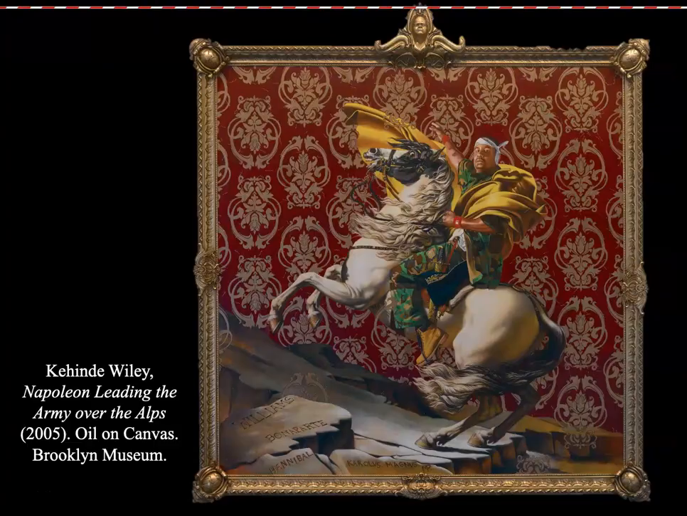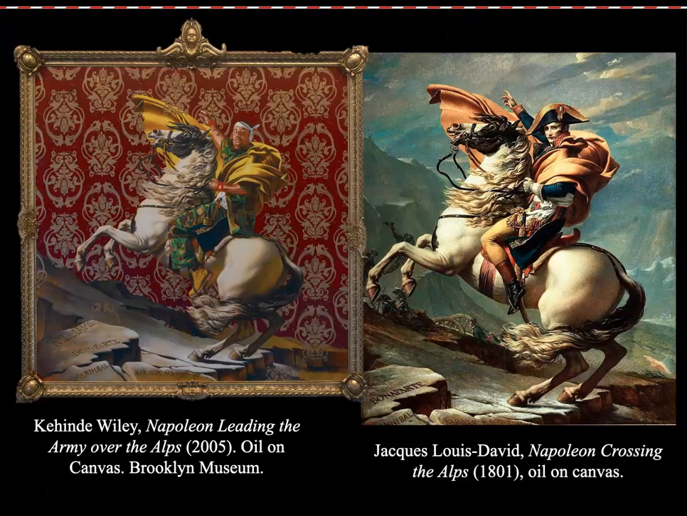He encourages black representation in museums that have otherwise not had black men and women as main subject matter, putting them in these classic large history paintings, such as Napoleon leading the army over the Alps, which we will be talking about in class. He's really reflecting on Jacques-Louis David's Napoleon Crossing the Alps from 1801, playing with this very famous historical painting, and placing black men and women in those positions of power that have often not been reserved for them.